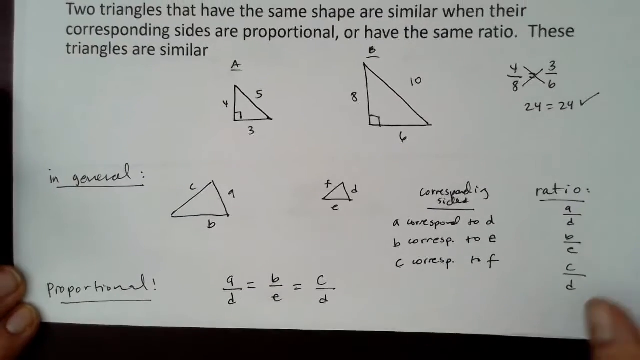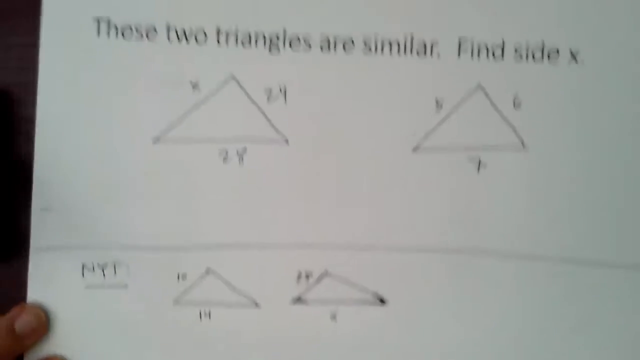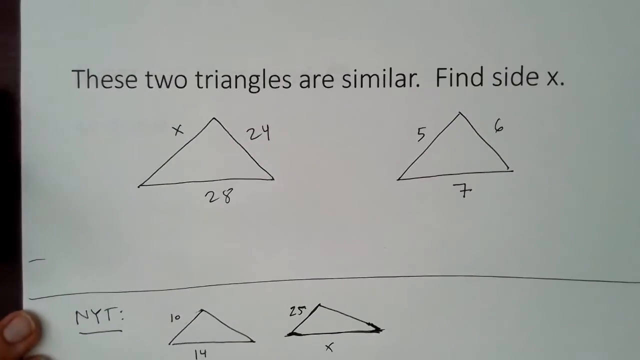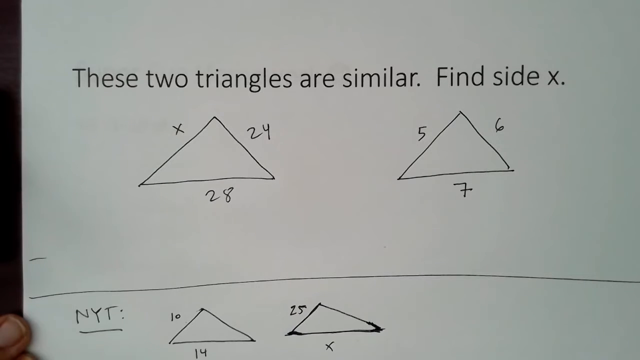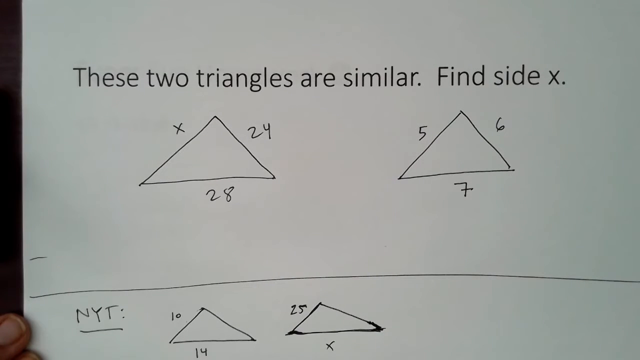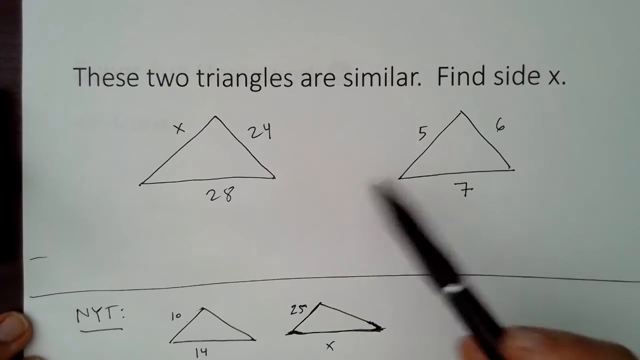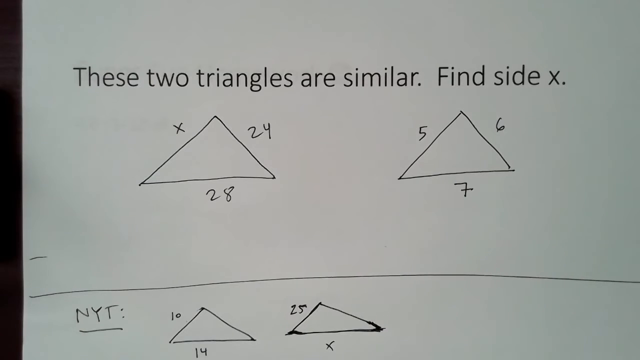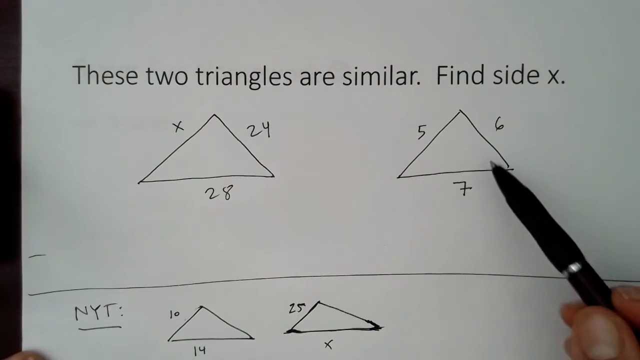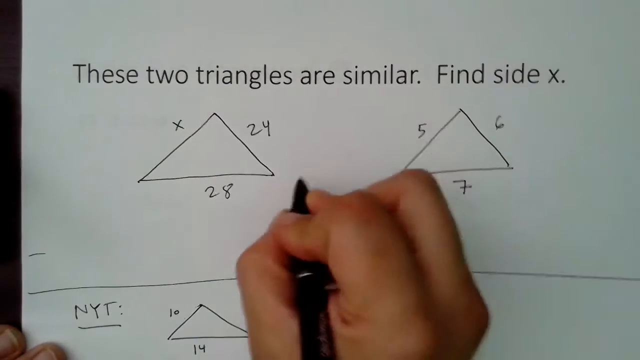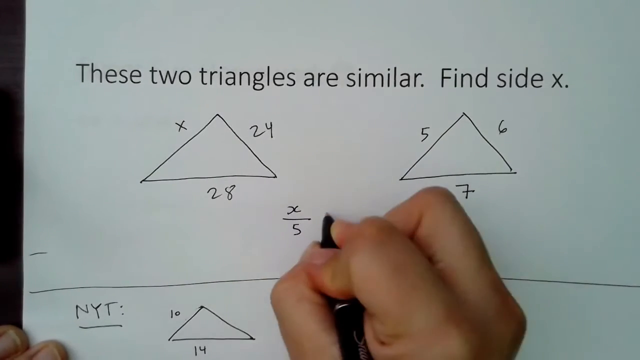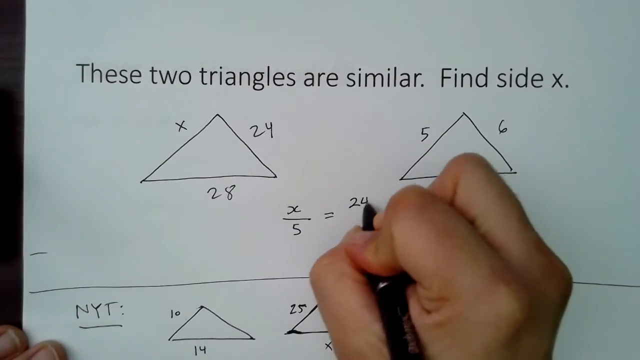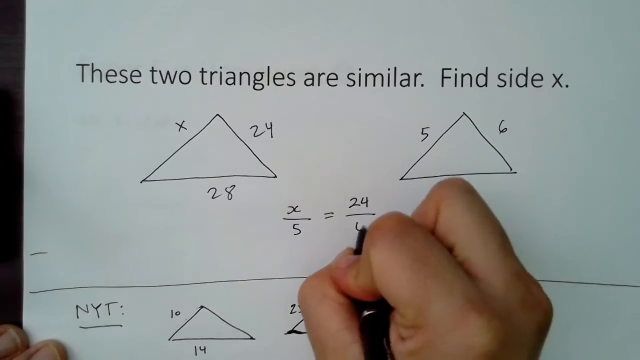So let's go ahead and do an example. Okay, so here we have two triangles that are similar. Find side x. The triangles are similar, therefore their sides are proportional. They might not always be in the same order, because sometimes you'll have to maneuver them a little bit. But that's okay. In this case, they are pretty much the same order. So we could say x is to 5 in the same way that 24 is to 6.